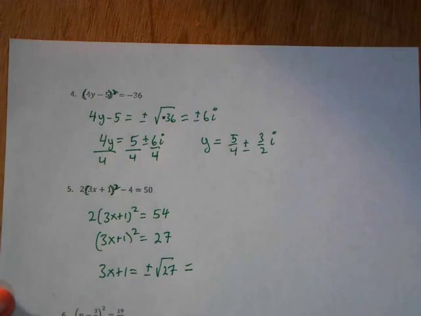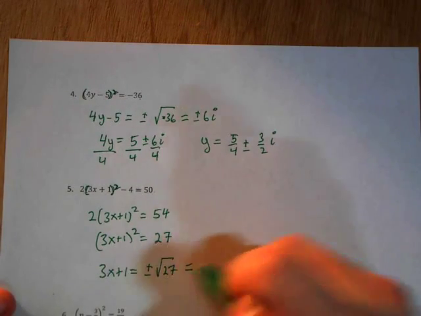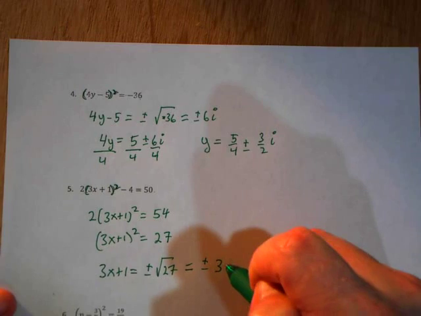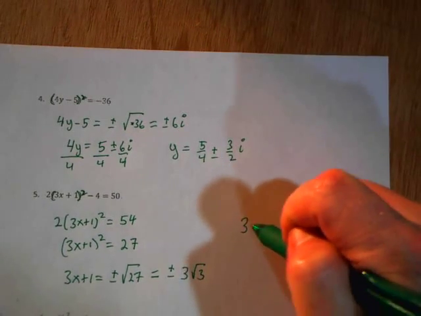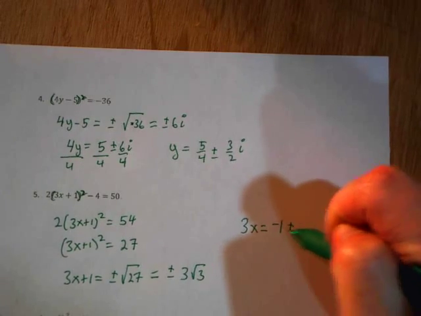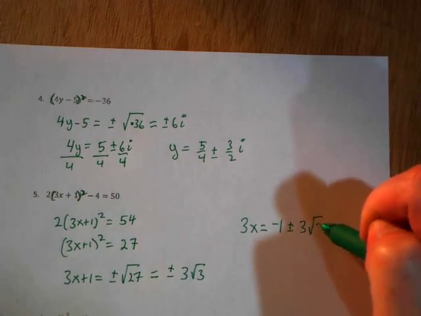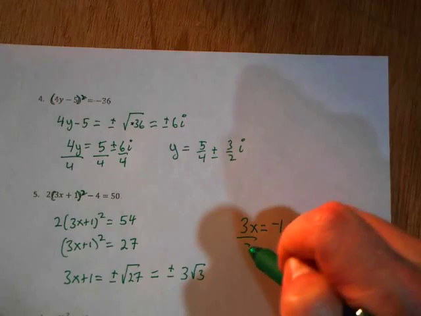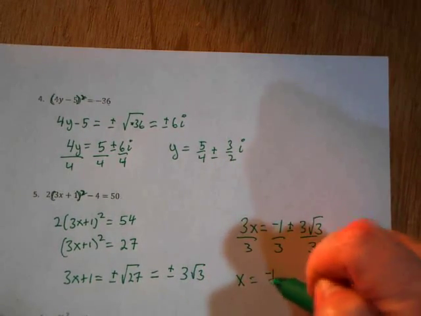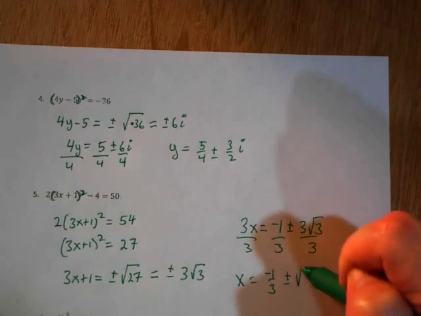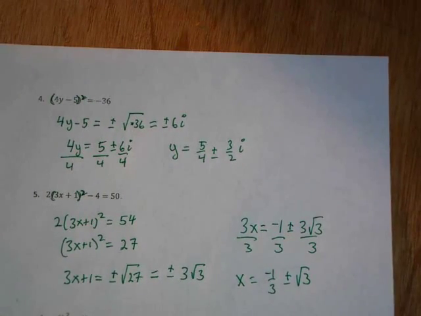And again, I'm going to reduce that. 27 is 9 times 3, so that's plus or minus 3 square roots of 3. Finally, I got to get the x all by itself, so I subtract 1. 3x equals negative 1 plus or minus 3 square roots of 3. Divide everything by 3. x is negative 1/3 plus or minus square root of 3.